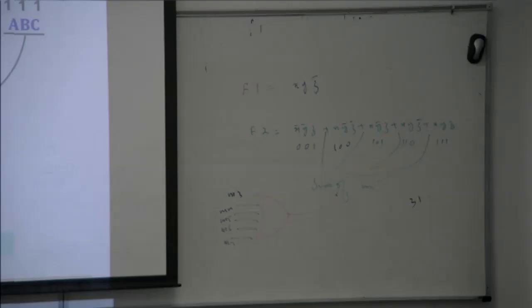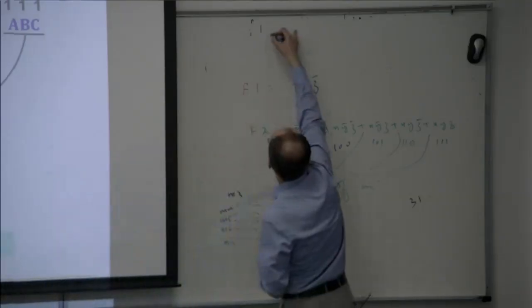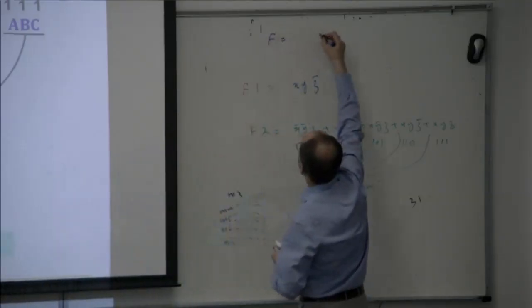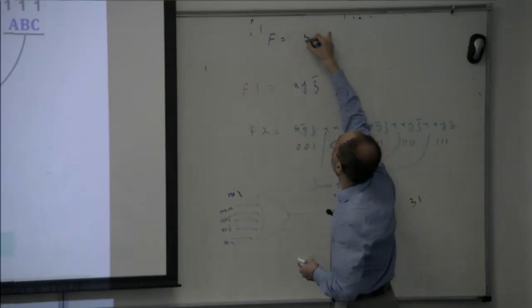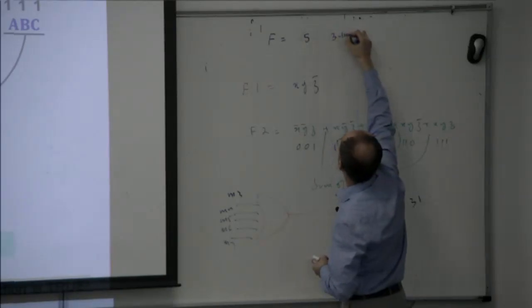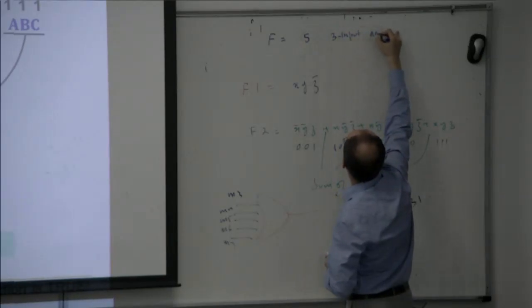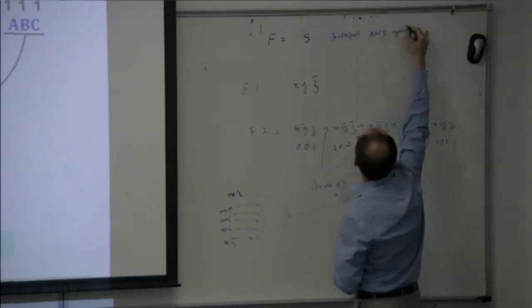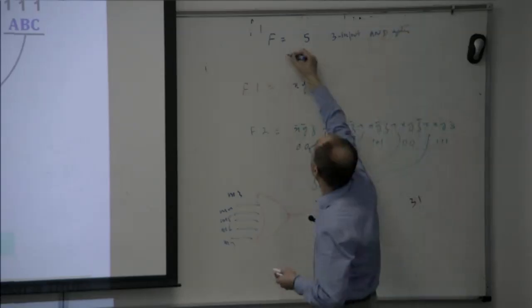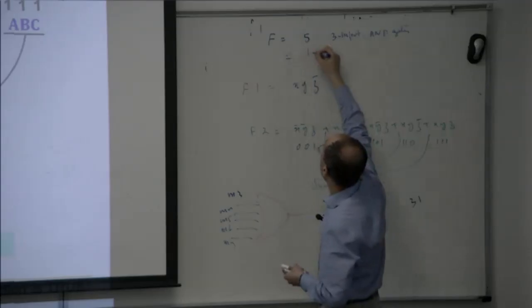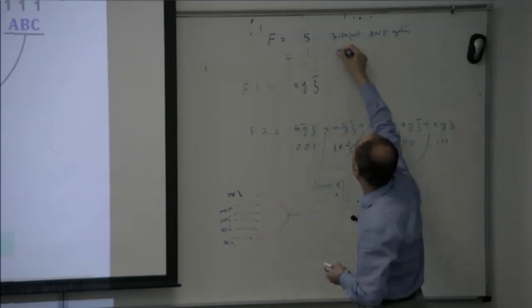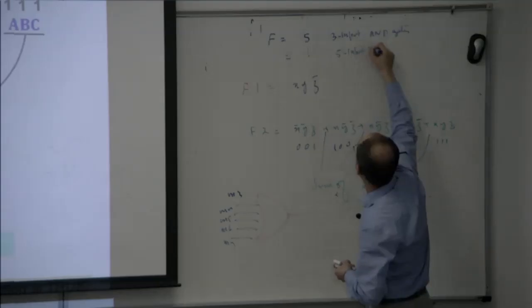If you want to reduce the number of literals, please look at here. For this expression f, I'm writing this and then we can resolve. This requires how many AND gates? 5, 3 input AND gates, and how many OR gates? 1. How many inputs? 5 inputs.